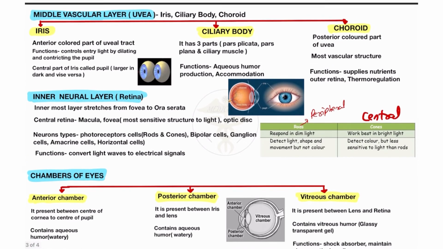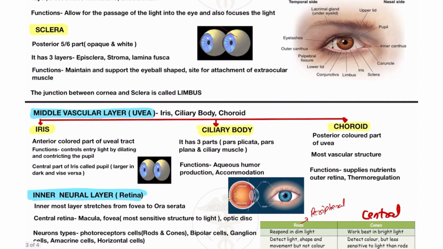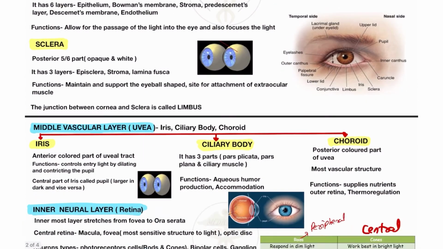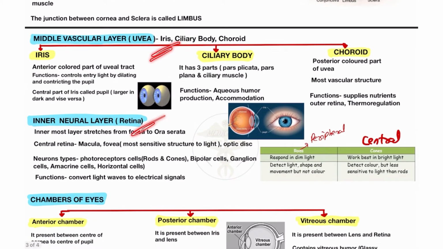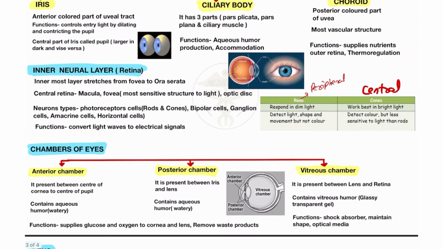Now I will discuss the chambers of the eye. I already discussed three structures. First is the outer fibrous layer, middle is the vascular layer, and inner is the retina. It's very important, please try to revise this. I discussed all the functions of all parts. Now I will discuss the chambers of the eye.